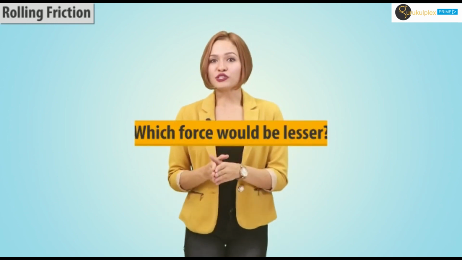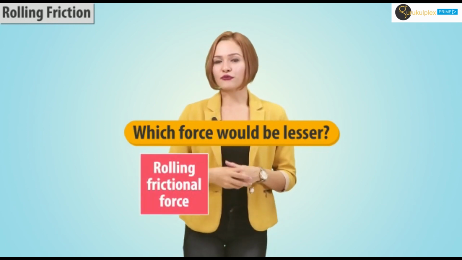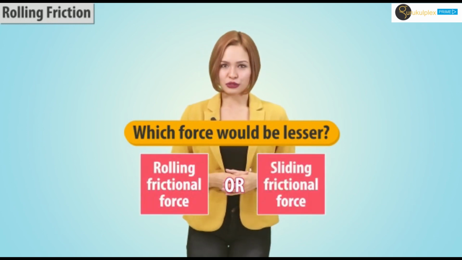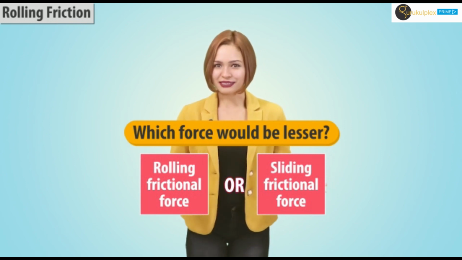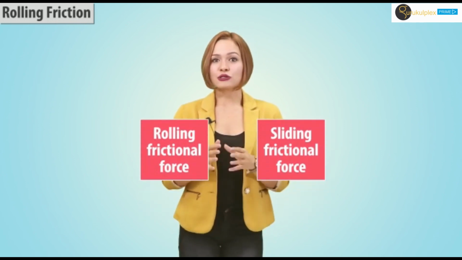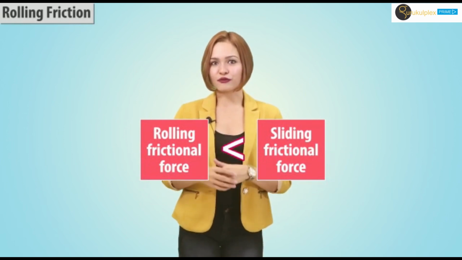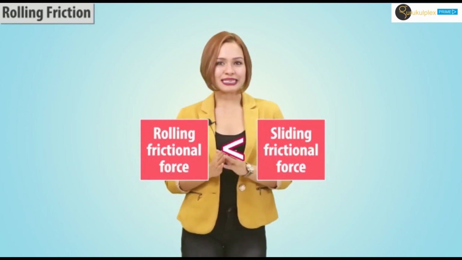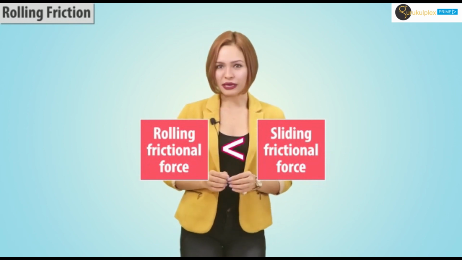Now technically, it's not friction, it's rolling resistance, since when a body rolls perfectly upon a surface, there is no sliding friction between the rollers and surface. Therefore, it is easier to push the toy car having wheels. So students, can you tell me which force would be lesser, the rolling frictional force or the sliding frictional force? Well done students. Rolling frictional force is always less than the sliding frictional force. And that is why it is easier to move something that has wheels.